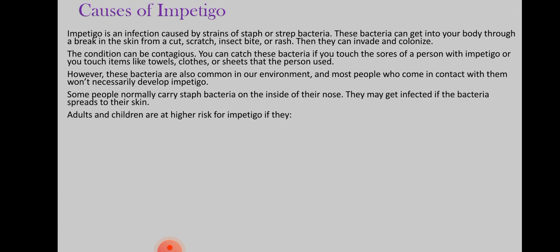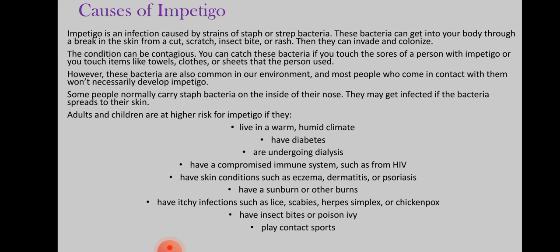Adults and children are at higher risk for impetigo if they live in a warm, humid climate, have diabetes, are undergoing dialysis, have compromised immune systems such as from HIV, have skin conditions such as eczema, dermatitis, or psoriasis, have a sunburn or other burns, have itchy infections such as lice, scabies, herpes simplex, or chickenpox, have insect bites or poison ivy, and play contact sports.